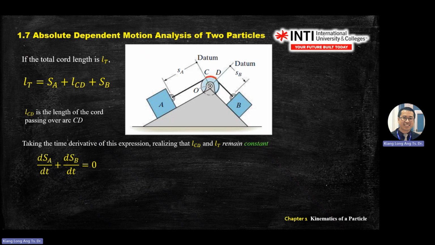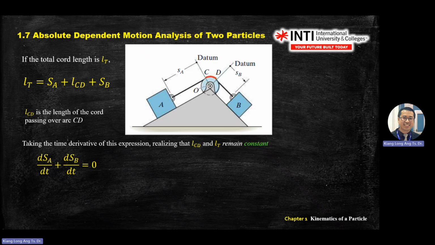So this one, I jumped a little bit fast. You write LT, for example, LT equals SA plus LCD, or SCD, same, plus SB. Then how do you find the velocity of something? V equals dSA/dt plus dSCD/dt plus dSB/dt. This one is 0.